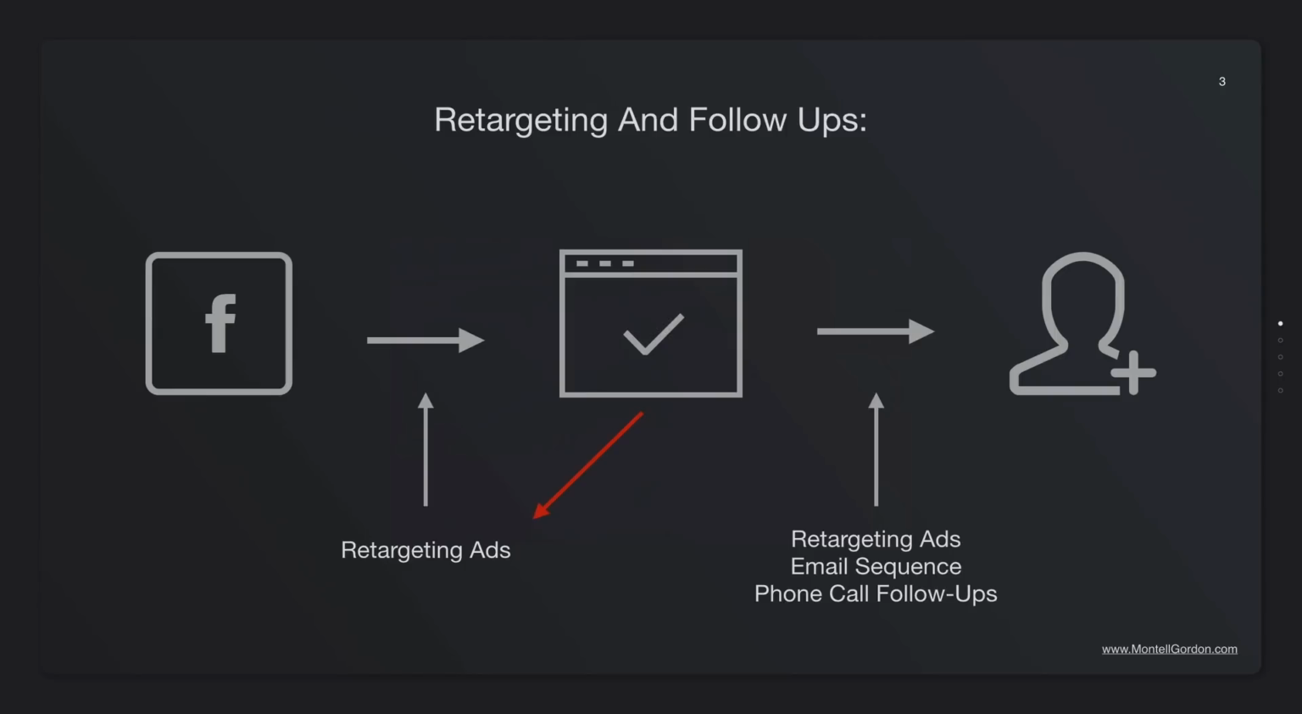So after they have inputted their data, such as their name, phone number and email, we can then put them into an automated email sequence, which basically follows up with them automatically. We can also then call those people directly when a new lead comes in.